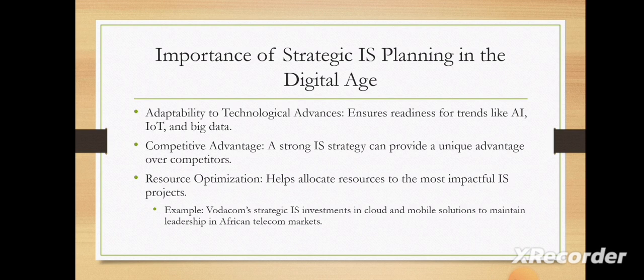Take Vodacom, for example. They strategically invest in cloud and mobile solutions to maintain their leadership in Africa's telecom market. Organizations such as Vodacom, Tigo, Airtel have their main focus on telecommunications, but you may find they have expanded their marketplace into other services like financial services. They have made use of the existing technologies so that they can maintain their leadership. That's why they have invested heavily in things like cloud solutions and mobile solutions. Nowadays, we have mobile banking services in developing countries.